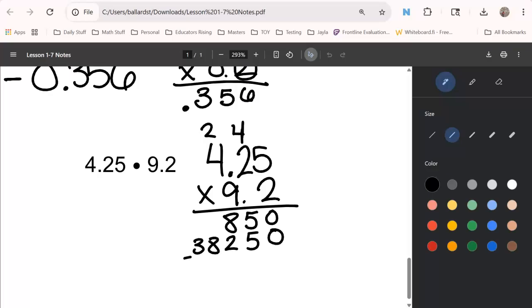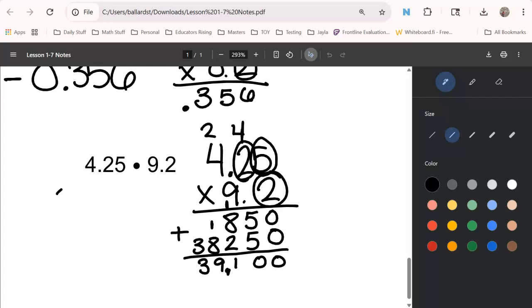Make sure your numbers are lined up, and then we add down. 0 plus 0 is 0. 5 plus 5 is 10, carry your 1. 8 plus 2 is 10, plus 1 more is 11, carry your 1. 1 plus 8 is 9, and then nothing plus 3 is 3. And then we count 1, 2, 3 numbers after the decimal. So 1, 2, 3, my decimal is going to go right there. So it's going to be 39.1. And then it's going to be positive because they have the same signs. These are both positive numbers.